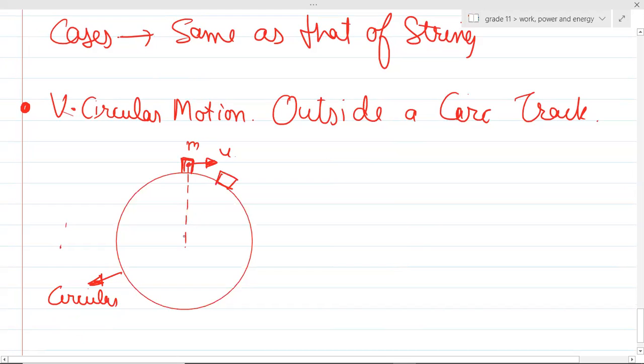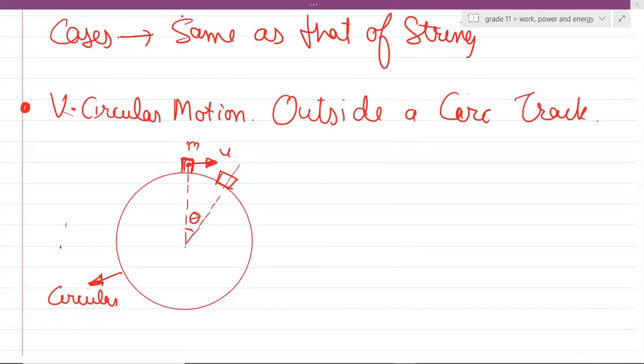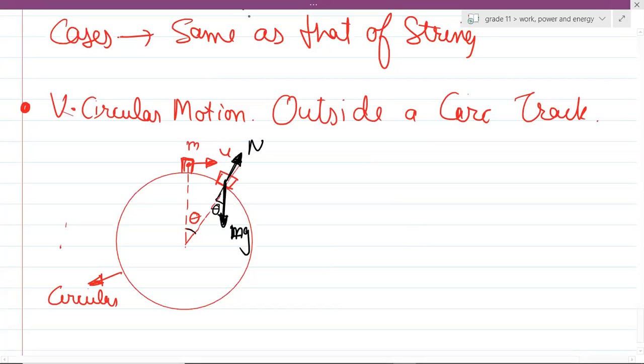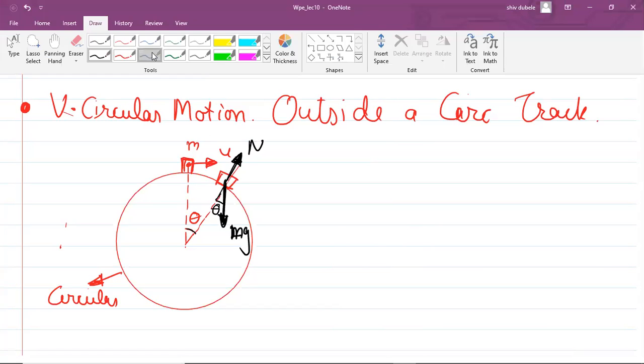So let's say at an angle theta, when it is over here, the forces acting on it are the normal reaction, which is acting perpendicular to the surface. Everyone knows how to draw the direction for normal reaction, right? Mg is acting vertically down. So if this angle is theta, then this angle will also be theta. If this will be theta, then what will be the case over here?